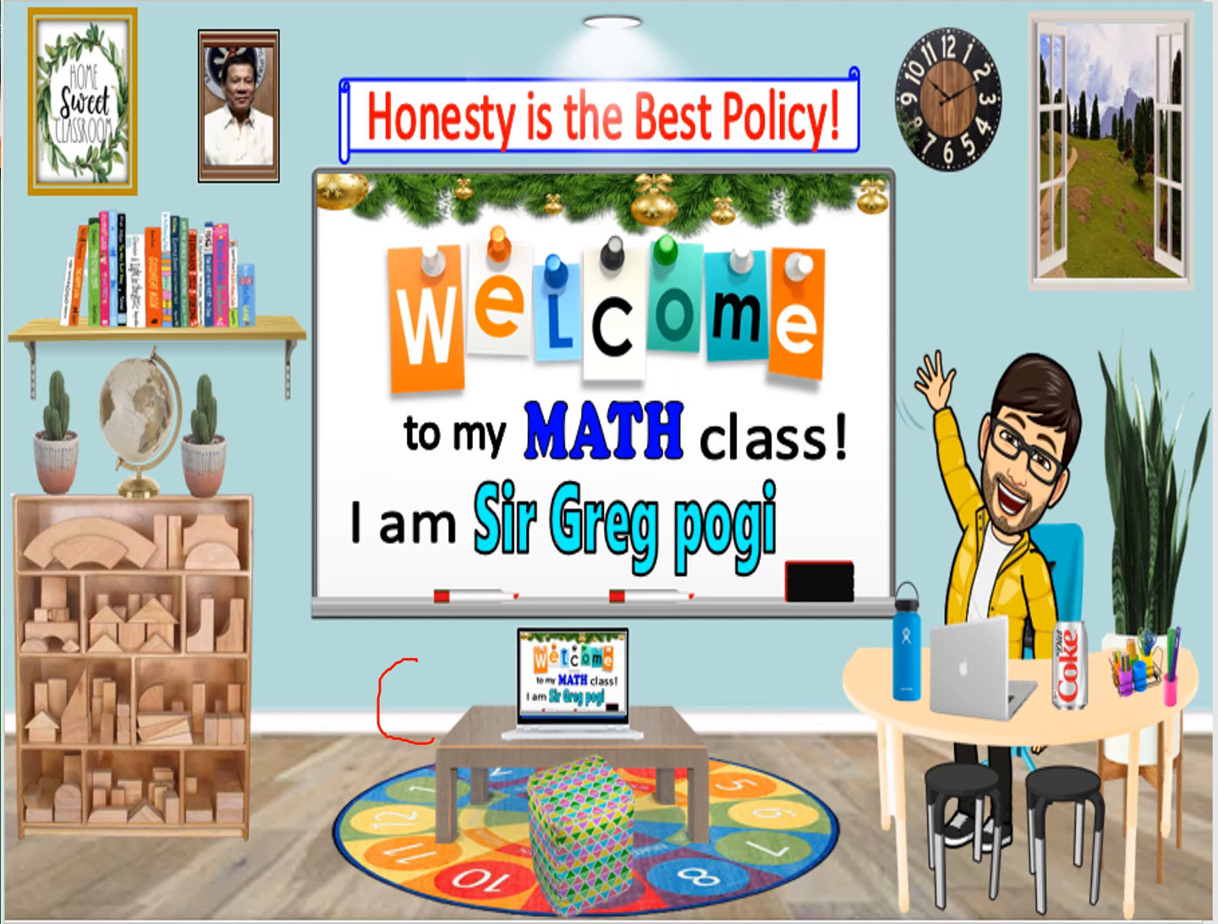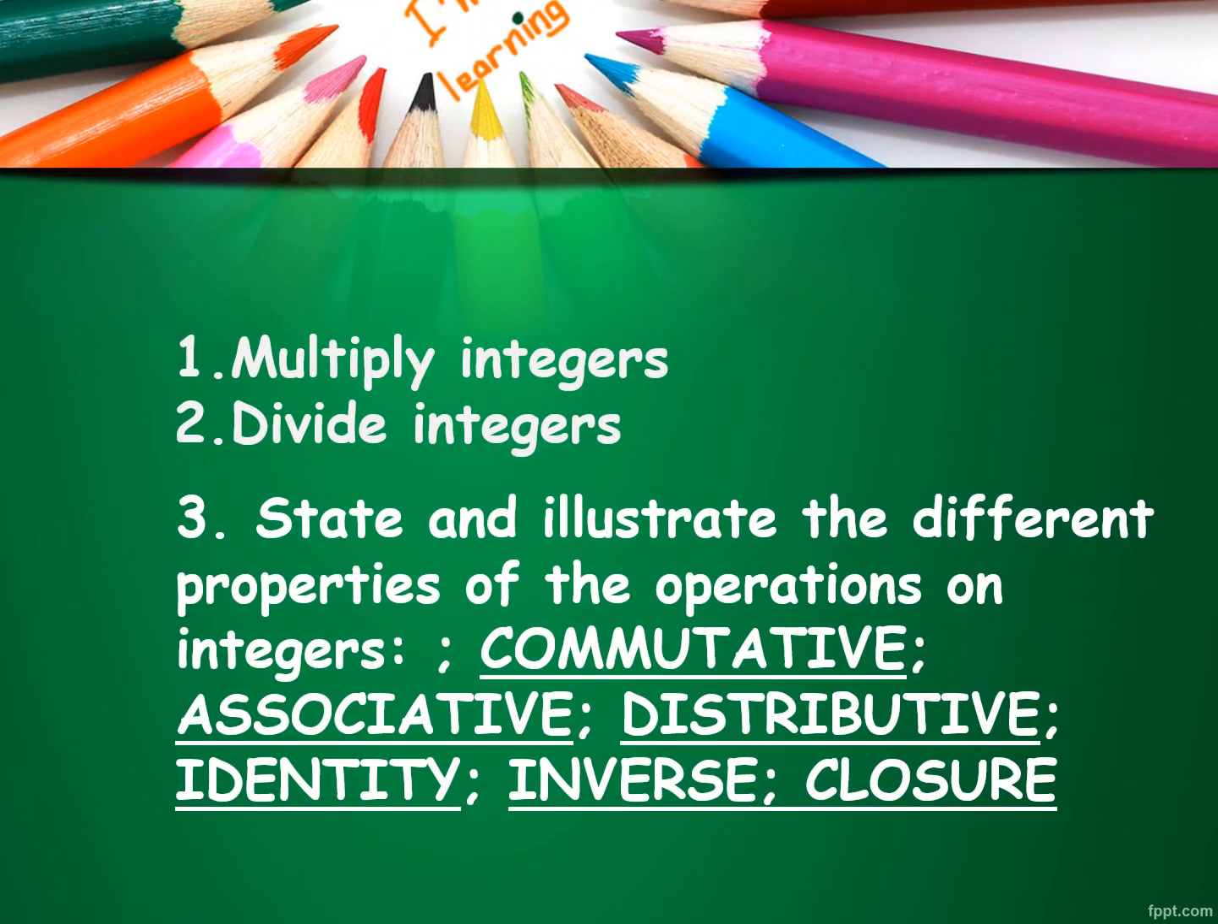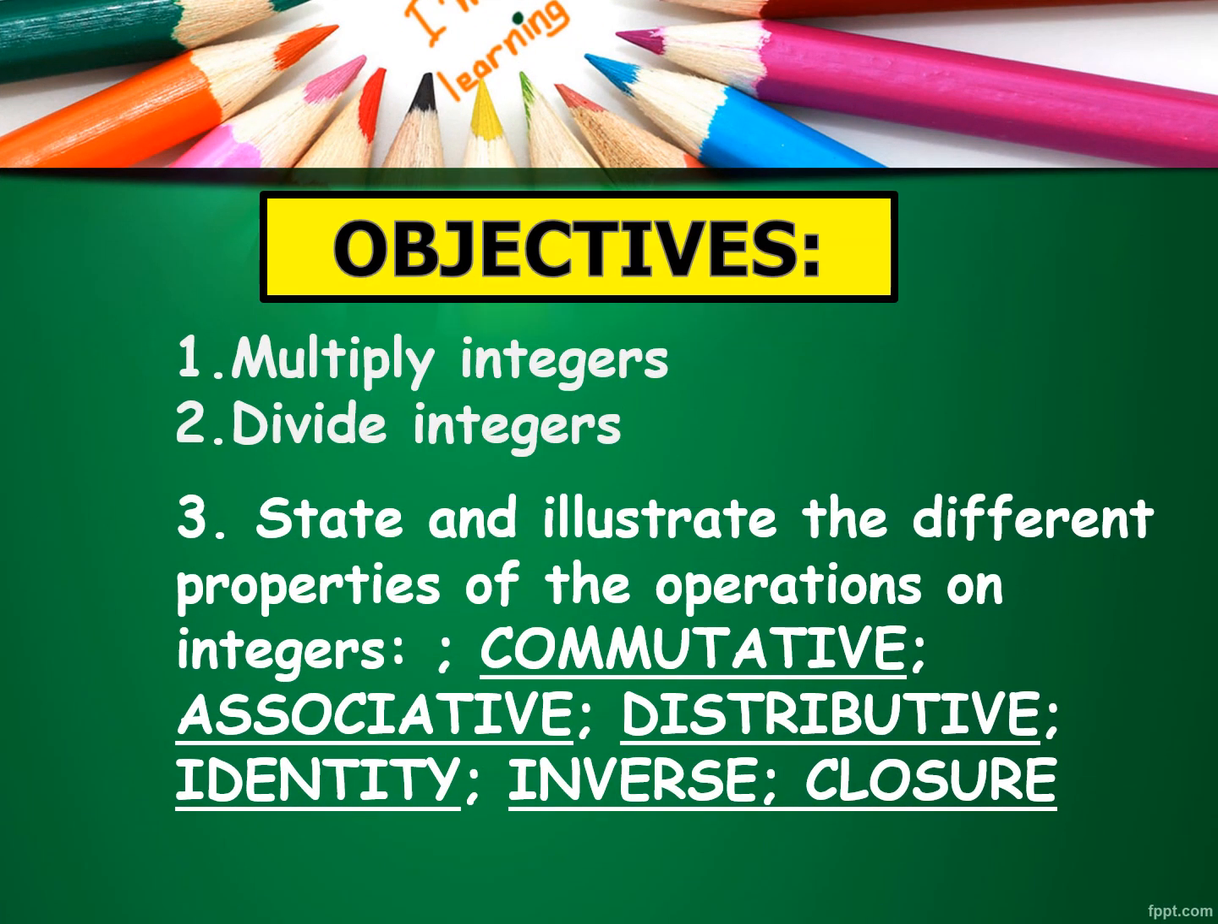So, today we'll have a new lesson. Okay, so let's have now our objectives. Number one, we'll have to multiply integers, divide integers. Then, number three, state and illustrate the different properties of the operations on integers: commutative, associative, distributive, identity, inverse, and closure. Number four, objective.